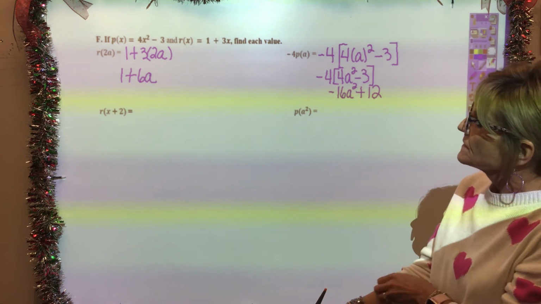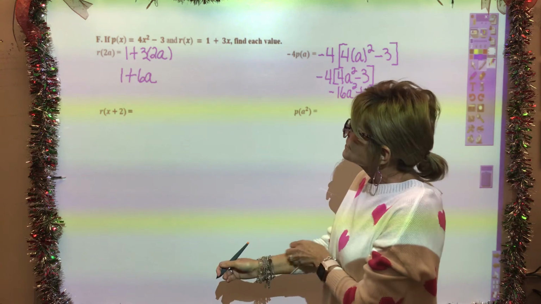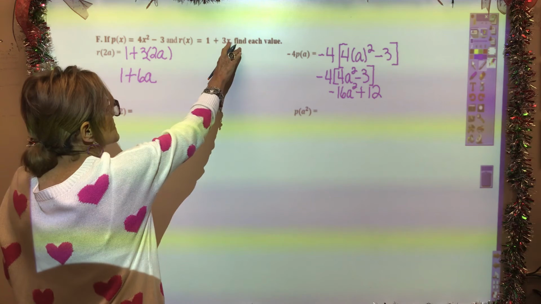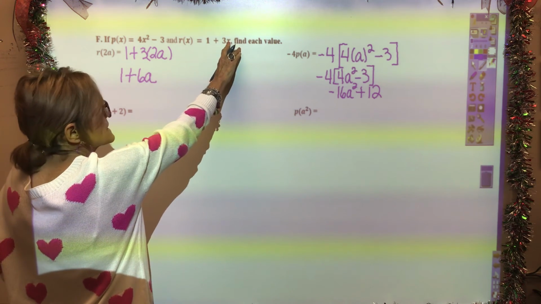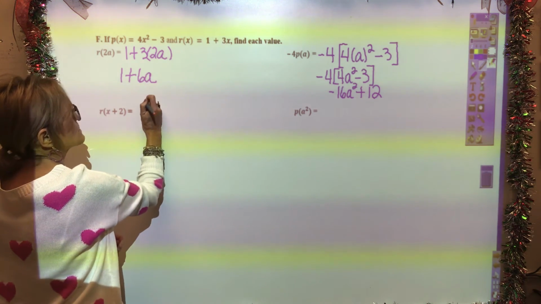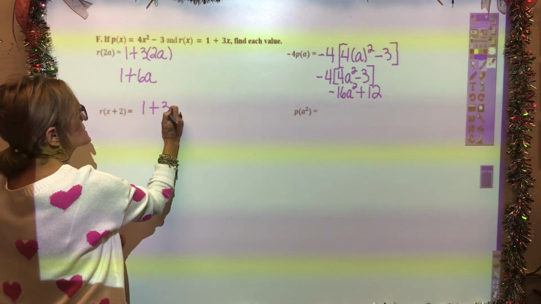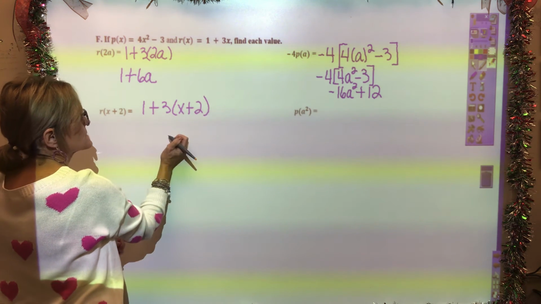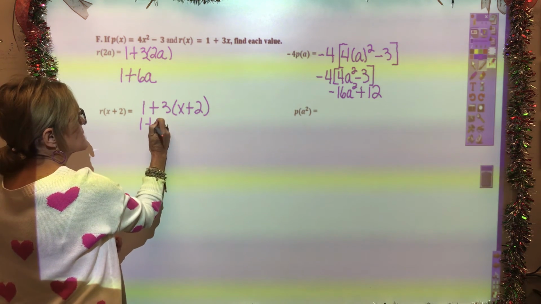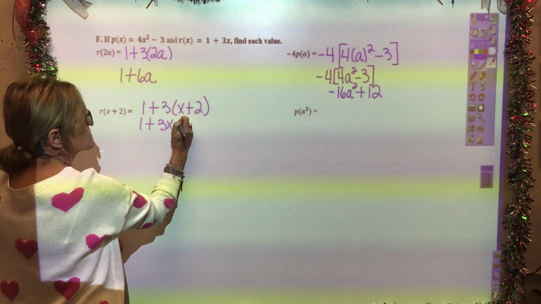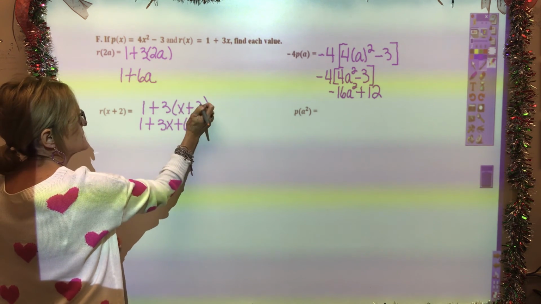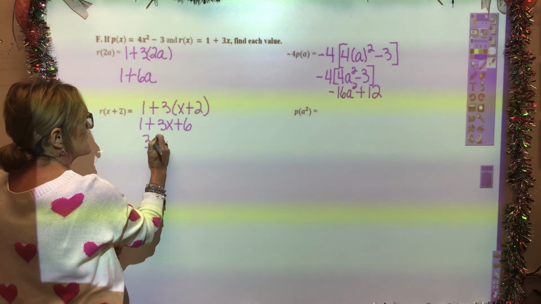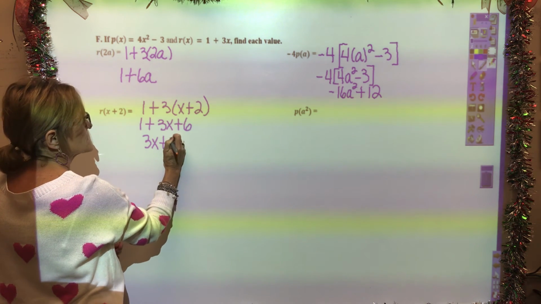Okay, on the next one, r of x plus 2 means I'm going to use this r function, and where x is, I'm going to replace that with a parenthesis containing x plus 2. So this would be 1 plus 3 times x plus 2. I want to simplify 1 plus 3x plus 6, because I distributed, and then I can add the 1 and the 6, so I'm going to have 3x plus 7.